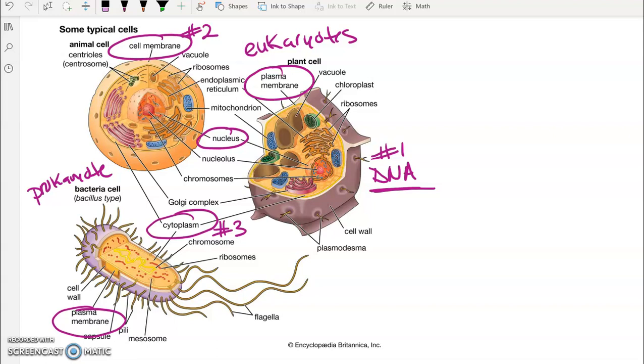And we'll get more into that later in the semester, but you'll notice a bacteria cell doesn't really have as many organelles. It's very simple, but it still has cytoplasm. So those are the three main things that you're going to have to know for now in terms of the structure of a cell.